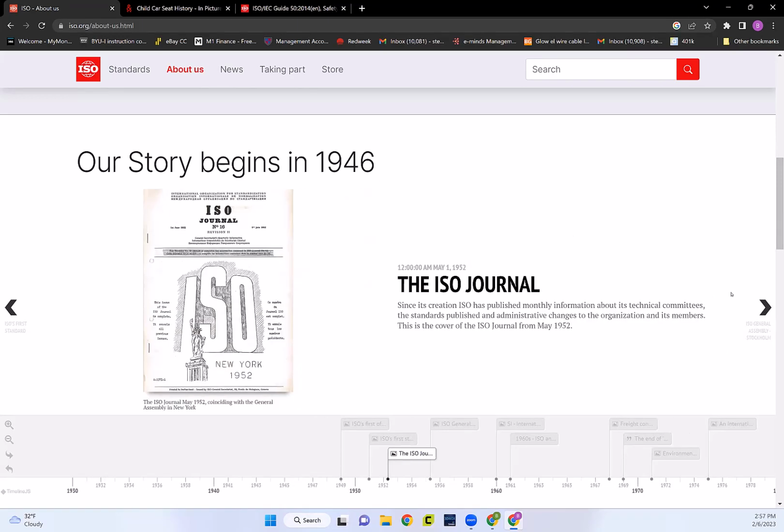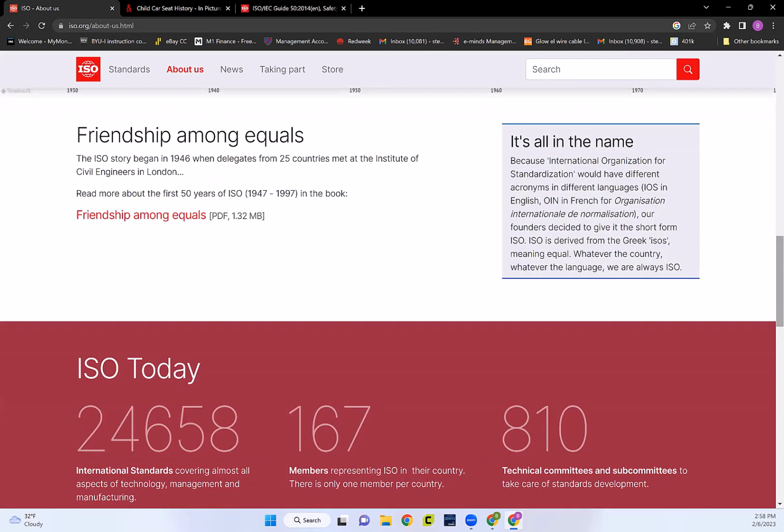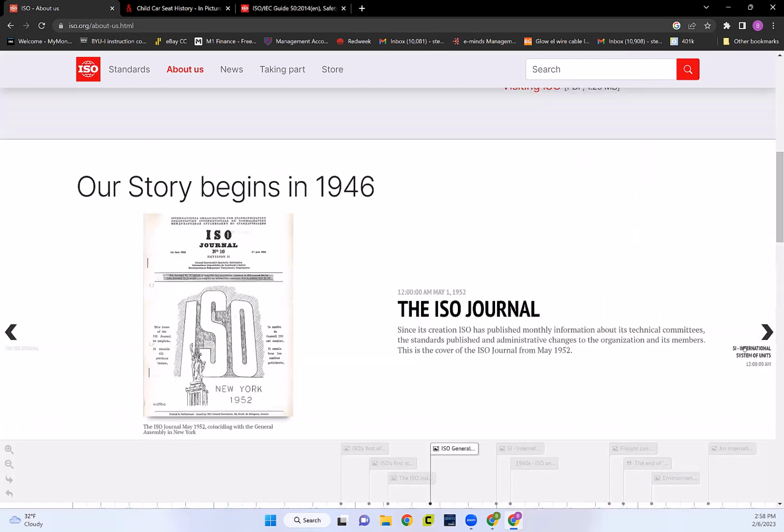They created the ISO journal in 1952, and that's published. If you go online, it shows the last 10 years or so, but you can go back and review all of those ISO standards and see what they had in 1952, if you have access to that. I think they release six of these per year, different journals that give everybody updates on standards that they've created.